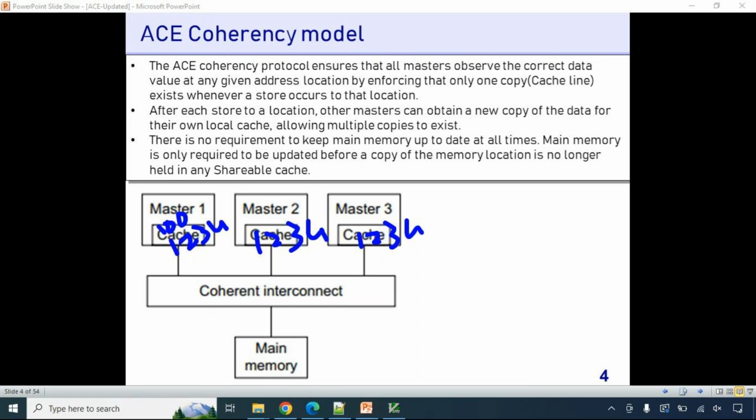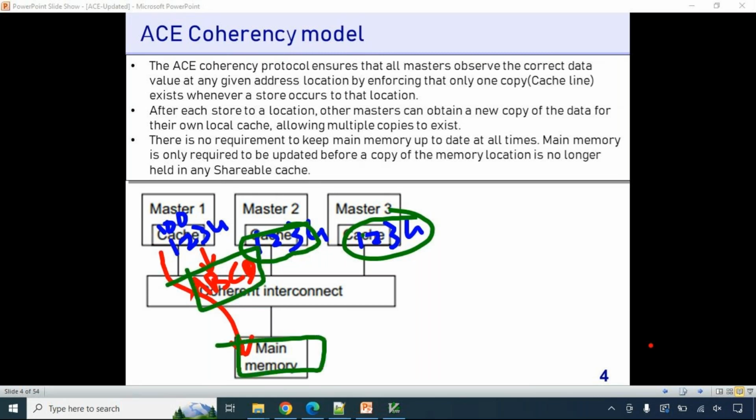Now, I did a store to this location, which was changed to, let's say, ABCD. And assume that it has been updated into the main memory. Now, what is the problem? The problem is that master 2 and master 3 are not aware of this update that happened, and main memory also got updated.